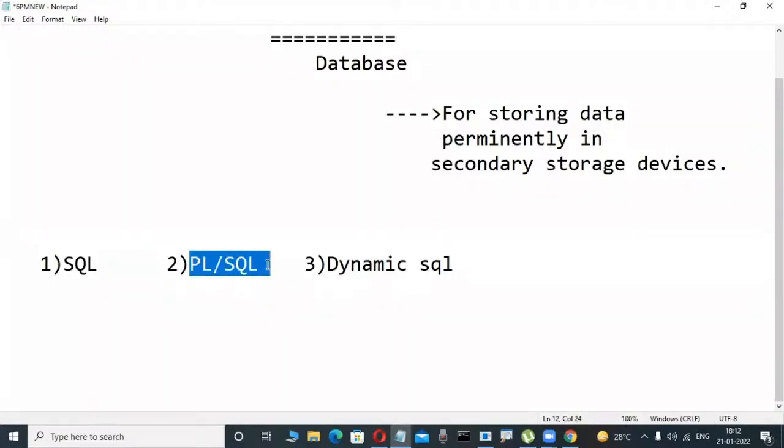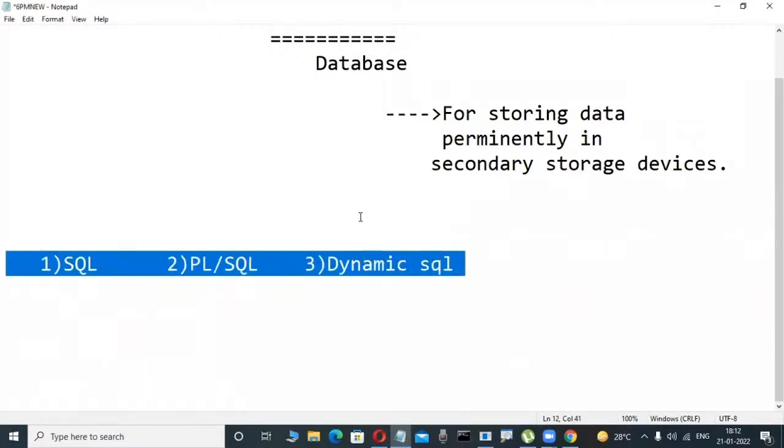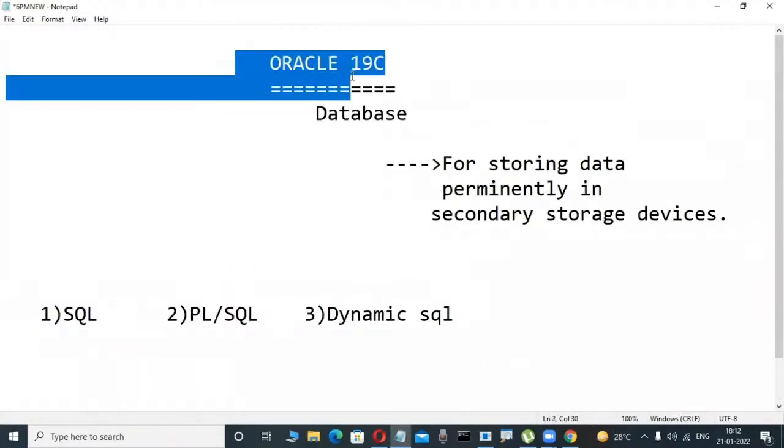PL/SQL, procedural language extension for SQL. Another language is dynamic SQL. Through these three languages, we operate this Oracle software in your companies.